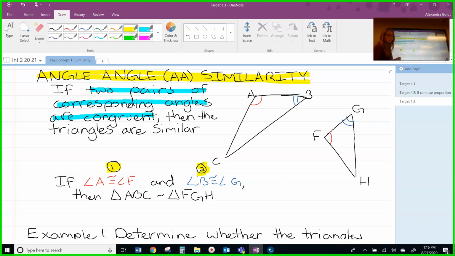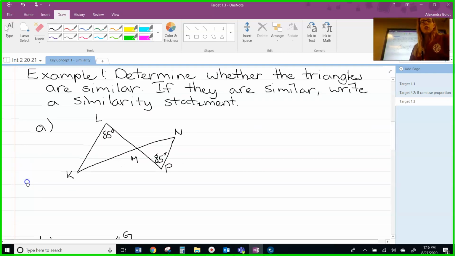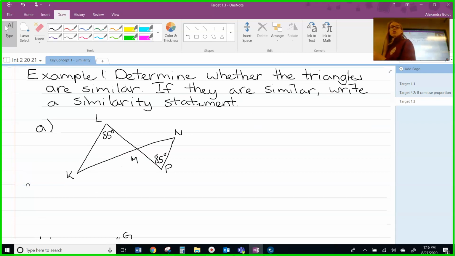Again, I knew angle A and angle F were congruent because they both have 1 tick mark. And same thing, I know B and G are congruent because they both have 2 tick marks. So let's look at some examples of this. For each of these triangles, we want to determine whether the triangles are similar. And if they are similar, we're going to write a similarity statement. Okay? So we are looking for 2 pairs of angles.